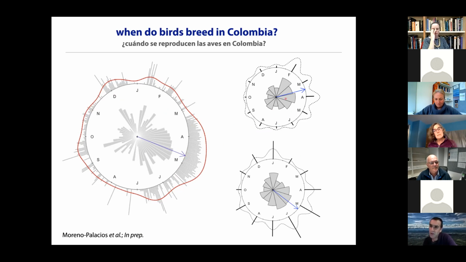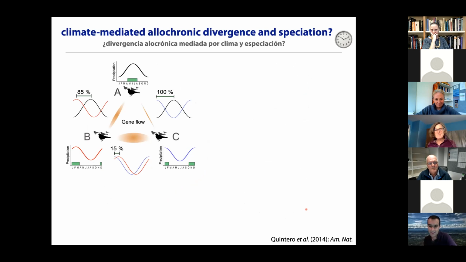But I'm showing you here two different sites, which are not very far from each other. And you can see here that most birds are breeding in mid-March, whereas in this other site nearby, they're breeding later on in May. So what if this asynchronous breeding might promote evolutionary divergence? And actually, this is an idea that has floated in the literature for a while, but my undergrad student, Ignacio Quintero, worked on this for his thesis.